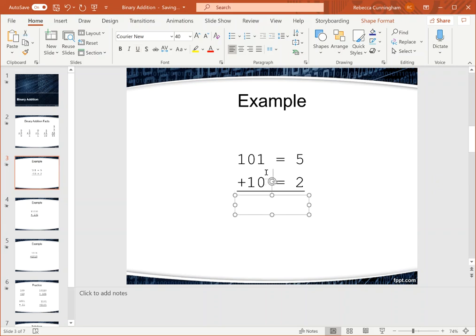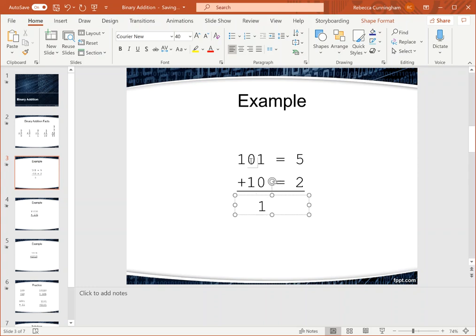Addition in binary works exactly the same as it does in decimal, in that you start on the right hand side and, using our facts that we just looked at, 1 plus 0. I'm actually adding this and this, so 1 plus 0 is 1.